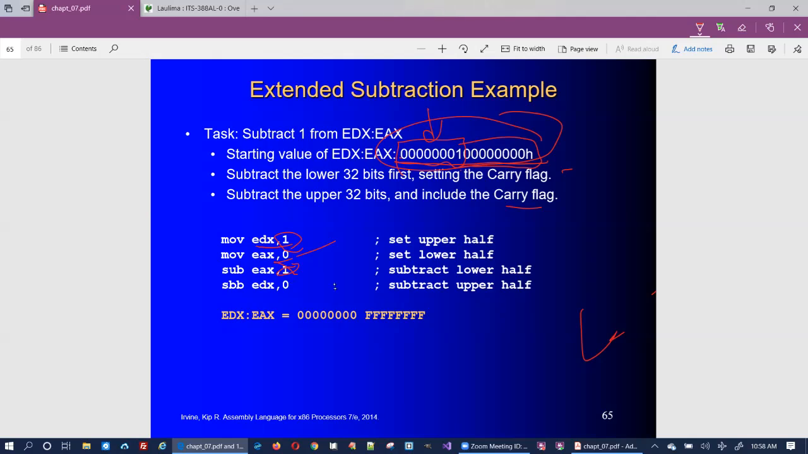So here we subtract 1, and we do the lowest order first, and then we simply subtract 0 from EDX, and the carry flag will be set because it's a borrow, because when we subtract 1 from all zeros, we have to borrow from the next highest order word or digit. Then when we subtract 0, we also subtract out the carry, which is the borrow. The EAX register looks like this, and the 1 was subtracted out of the EDX register, the upper order digit. All right.